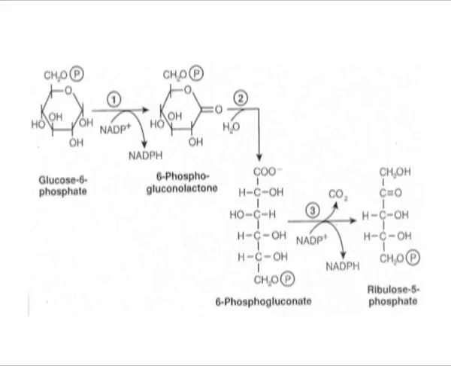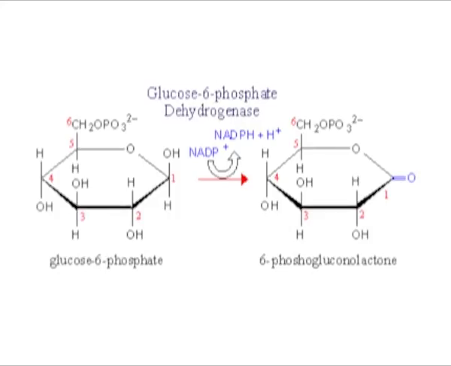Step 1. Glucose-6-phosphate is converted to 6-phosphogluconolactone and NADPH plus proton in presence of glucose-6-phosphate dehydrogenase and NADP plus. There is oxidation reaction of C1 position and hydride transfer to the NADP plus, forming a lactone, which is an intramolecular ester. It is very favorable reaction in the forward direction for producing NADPH.